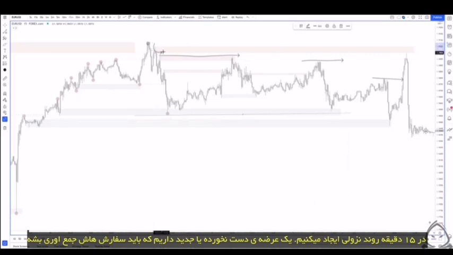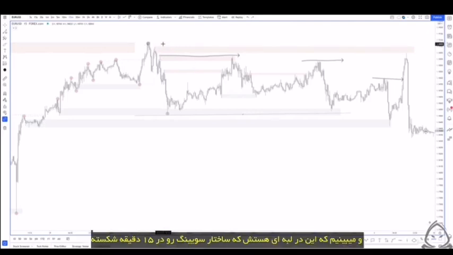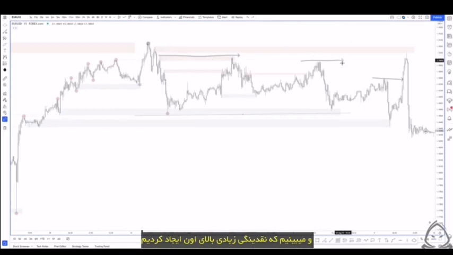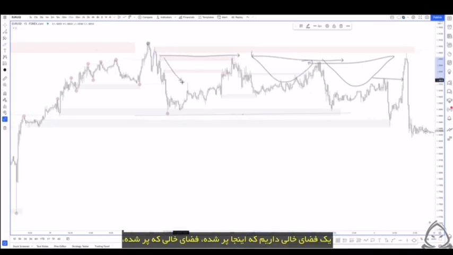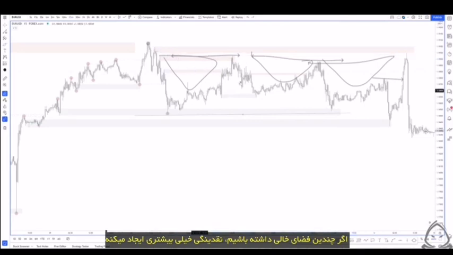We have an untapped or fresh supply zone that has yet to be taken. And what we can see is this is more at the extreme that broke the swing structure on the 15-minute chart. And what we can see is we've created a lot of liquidity above it. We've created a liquidity void. We have a liquidity void that filled here, liquidity void that filled. But what does this end up doing if we have multiple liquidity voids? It creates a lot more liquidity.